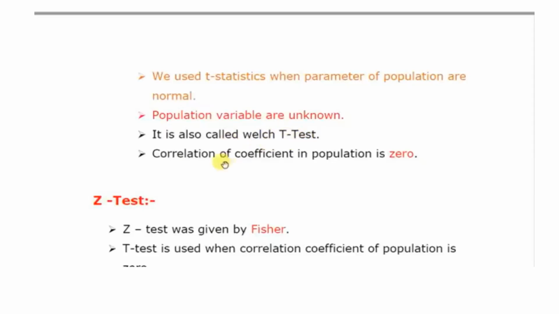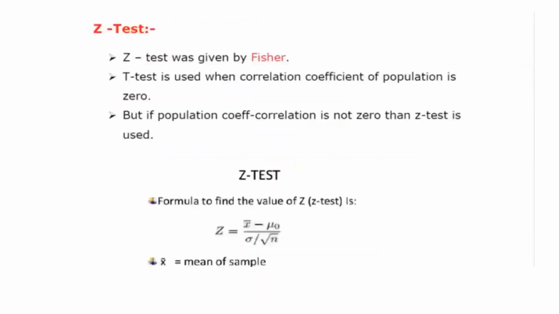कोरिलेशन ऑफ कोफिशिएंट इन पॉपुलेशन इज जीरो। टी टेस्ट में कोरिलेशन कोफिशिएंट जीरो होता है, बट इसके जस्ट अपोजिट जेड टेस्ट है। जेड टेस्ट के अंदर जीरो नहीं होता। तो चलिए जेड टेस्ट देख लेते हैं। जेड टेस्ट फिशर ने डेवलप किया था। टी टेस्ट इज यूज्ड व्हेन कोरिलेशन कोएफिशिएंट ऑफ पॉपुलेशन इज जीरो, बट if population coefficient correlation is not zero, then z test will be used.